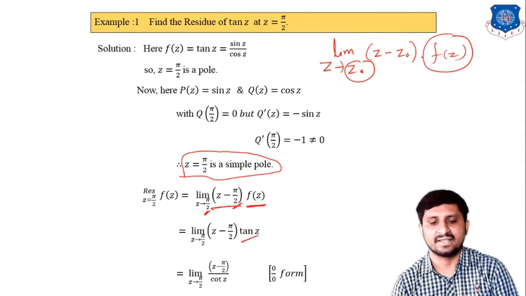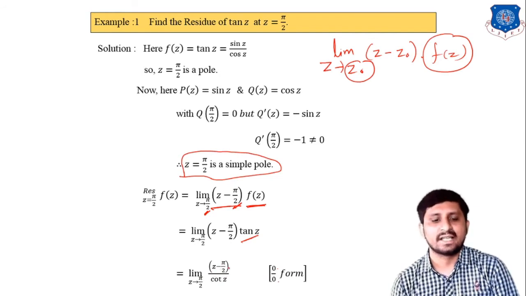So I write here tan z. Now tan z can be written as 1 upon cot z. So as z tends to pi by 2, limit of (z minus pi by 2) upon cot z can be written as 0 by 0 form. Okay, and that's why we can use L'Hospital's rule.